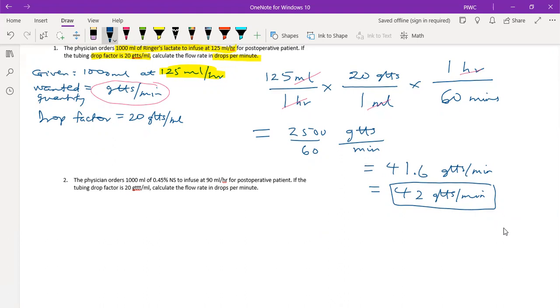We say the physician orders 1000 ml of 0.45% normal saline to infuse at 90 ml per hour for post-operative patients. If the tubing factor is 20 GTT per ml, calculate the flow rate in drops per minute. Okay, so drops per minute. So let's try this problem.